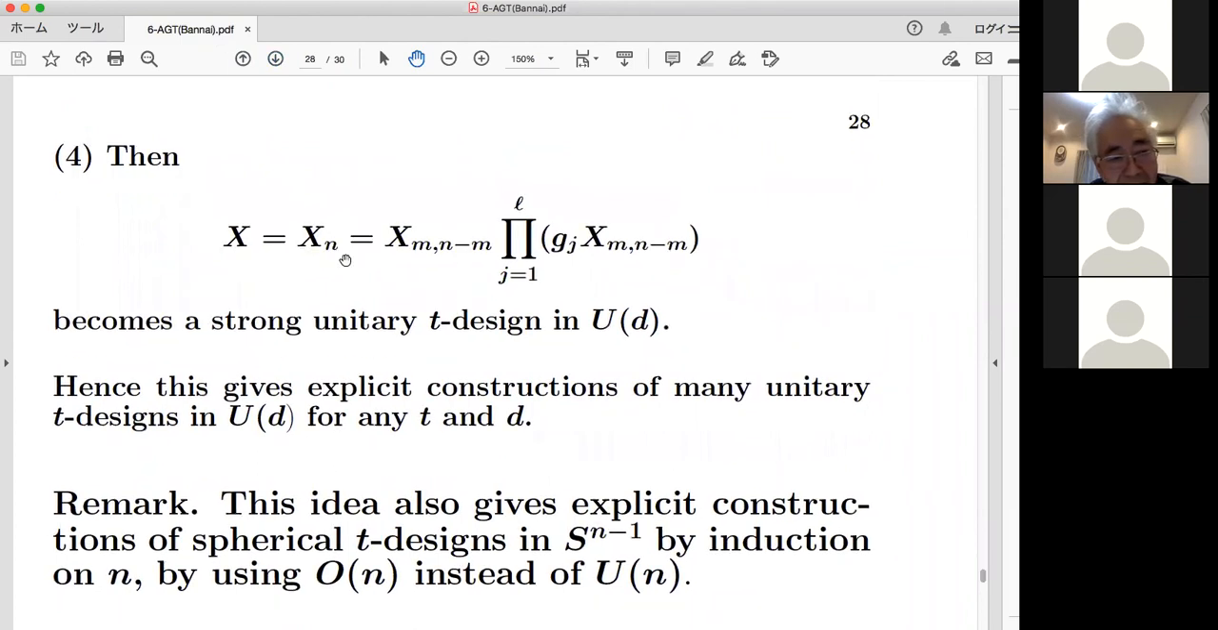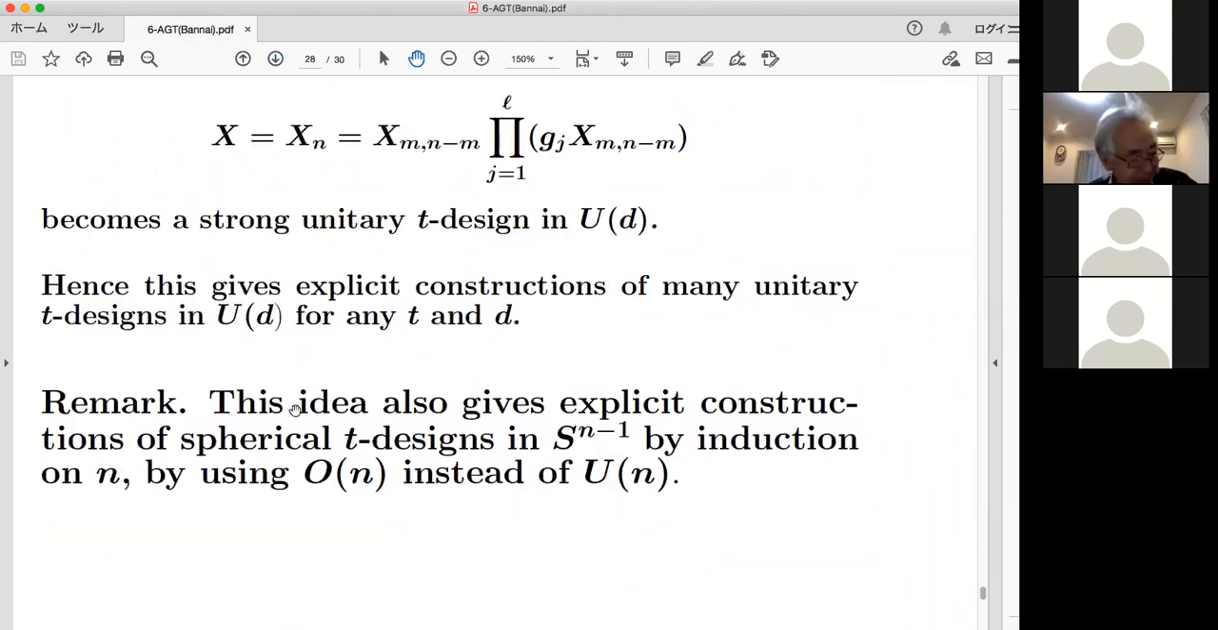And one remark is that this idea also gives explicit constructions of spherical t-designs in S^{n-1} by induction on n, namely by using the real orthogonal group O(n) instead of U(n). But the proof is very similar. Anyway, we can have an explicit construction of spherical t-designs by induction on n.